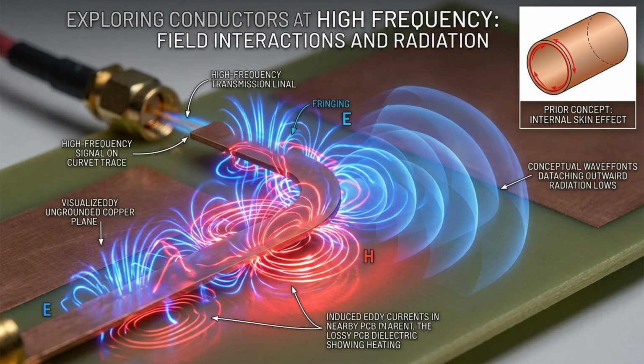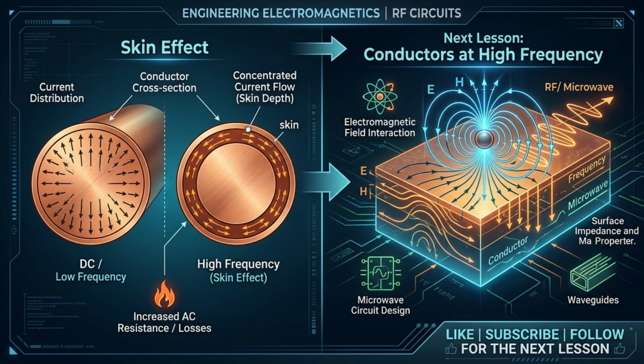In this lesson, we learned that skin effect causes high-frequency currents to concentrate near the surface of a conductor rather than flowing uniformly throughout its cross-section. We also saw how skin effect increases conductor losses and influences the design of transmission lines, antennas, waveguides, and RF components. In the next lesson, we will explore conductors at high frequency and discover how conductive materials behave when electromagnetic fields operate at RF and microwave frequencies.